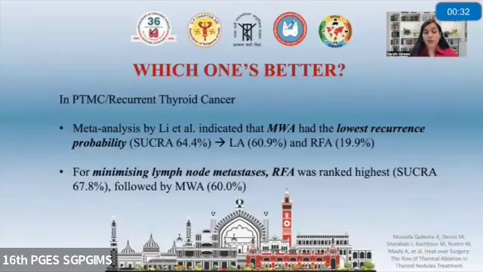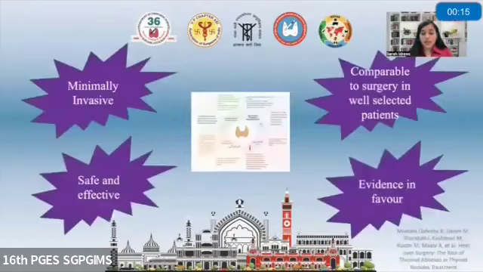But in cases of papillary thyroid microcarcinoma or recurrent thyroid carcinoma, Lee et al. reported that microwave ablation had the lowest recurrence probability. But for minimizing lymph node metastasis, radiofrequency ablation ranked the highest. So currently, radiofrequency ablation and microwave ablation are the bosses of thyroid ablation techniques.